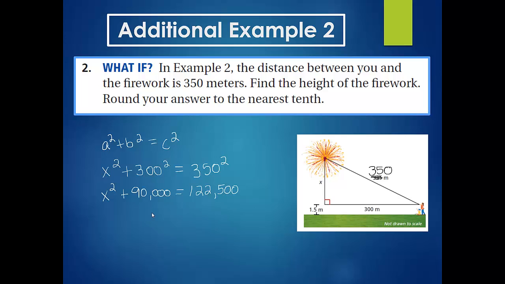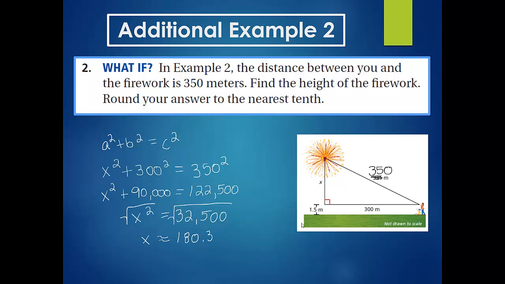Now we're going to subtract 90,000 from each side. So we're going to get that x squared equals 32,500. We want to know just x, so we'll take the square root of both sides. And we're going to get that x is approximately 180 and 3/10. And the directions of the problem told us to round to the nearest tenth. So that's where we get 180 and 3/10.